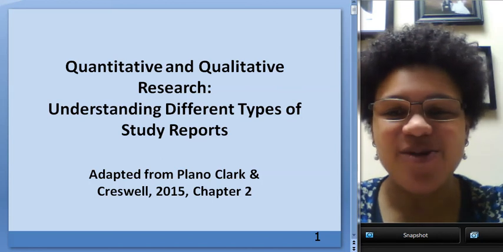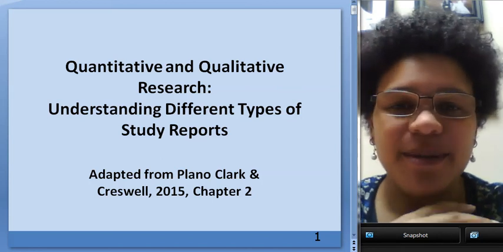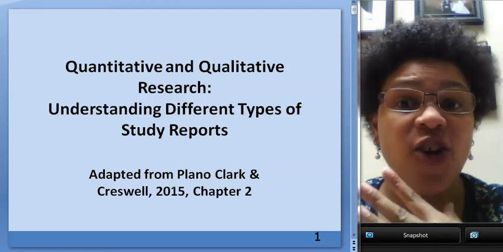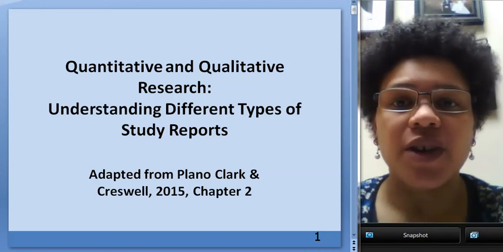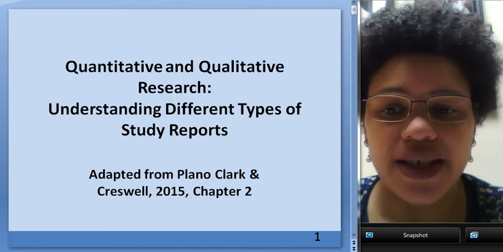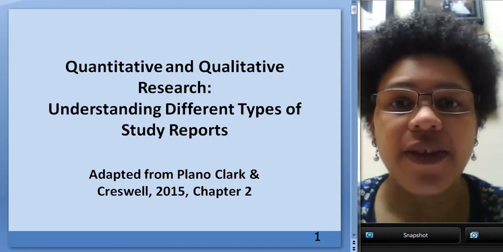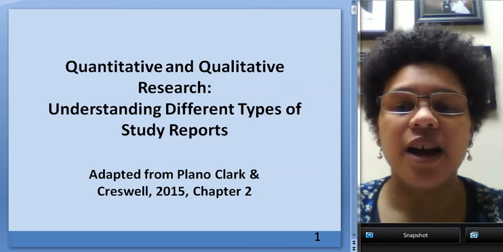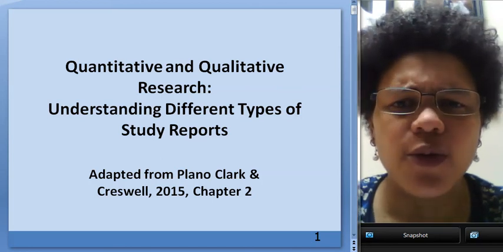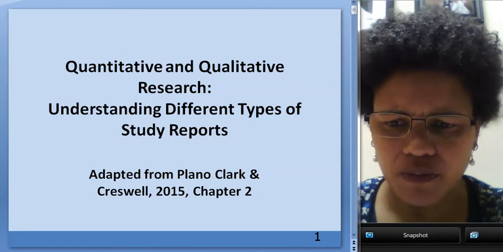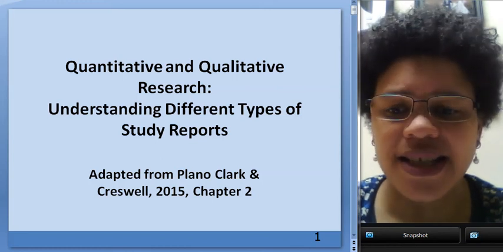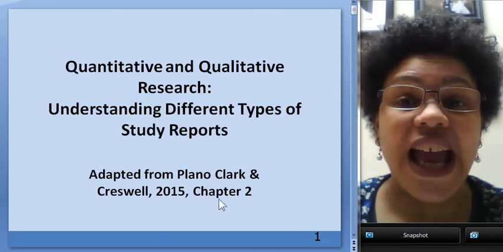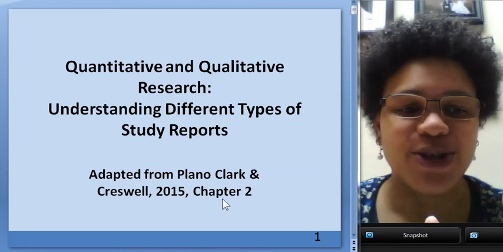So, today we are talking about quantitative and qualitative research, just an overview to help us understand different types of study reports. The things we're talking about today, we're going to go into more depth, but let's just get a real good overview. This lecture is adapted from Plano Clark and Creswell, chapter 2. So we're on chapter 2.